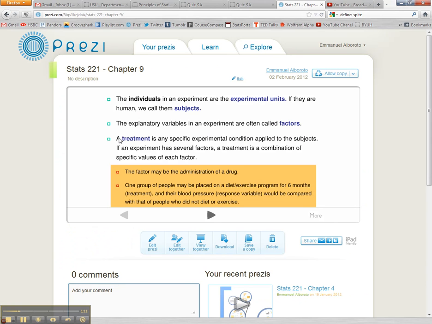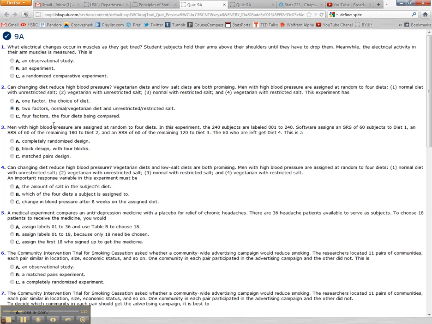But if you take a closer look, those 4 are actually treatments, because a treatment is any specific experimental condition applied to the subjects. If an experiment has several factors, a treatment is a combination of specific values of each factor. So what we actually have here is not 4 factors, but 2 factors, and the 2 factors are normal versus vegetarian diet and unrestricted versus restricted salt.